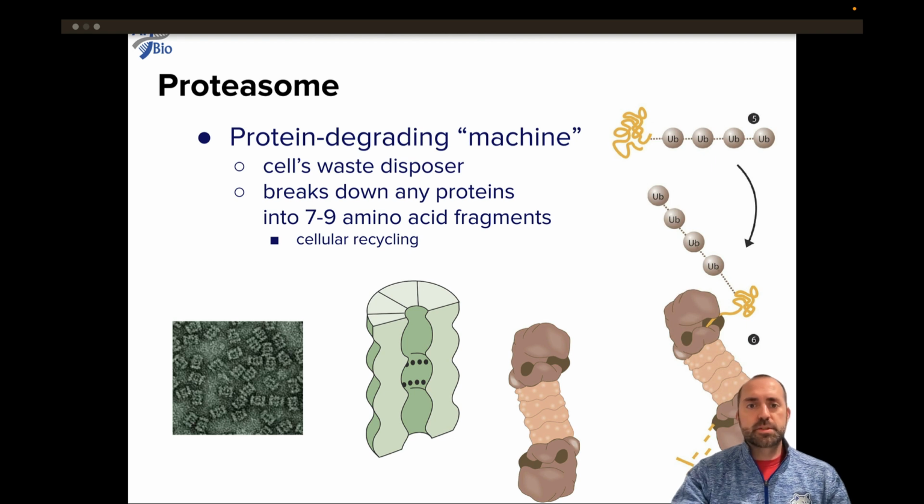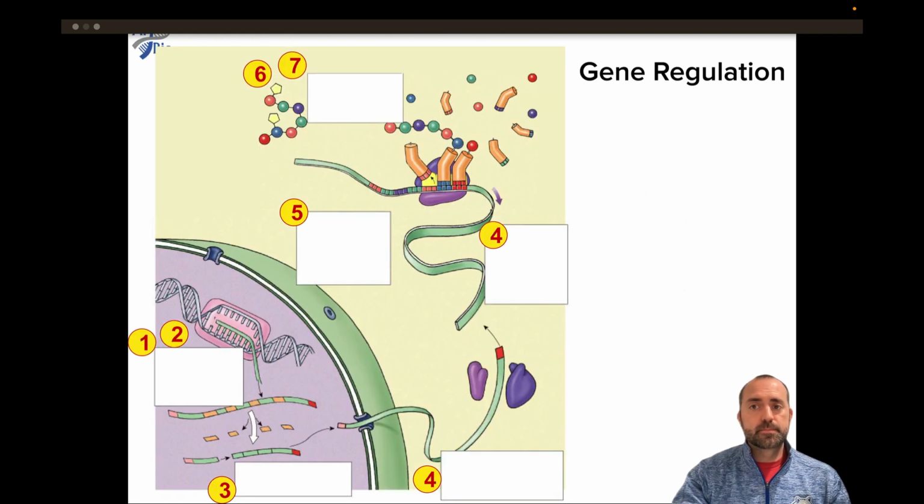Here's what a proteasome looks like. It's a protein degrading machine. It's like a cell waste disposer. Again, it breaks those proteins down into small amino acid chunks, which is useful for cellular recycling and reusing those amino acids to make new proteins. So that is a lot of stuff that we've talked about.